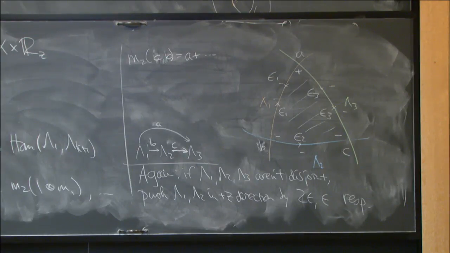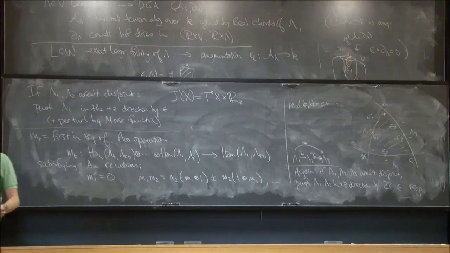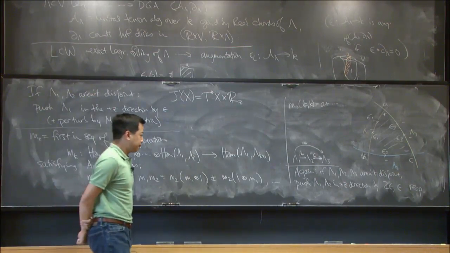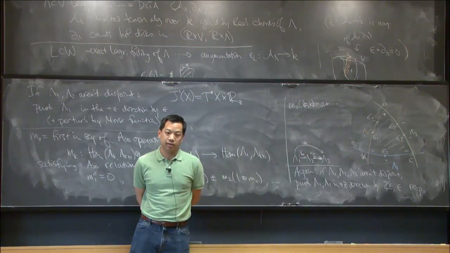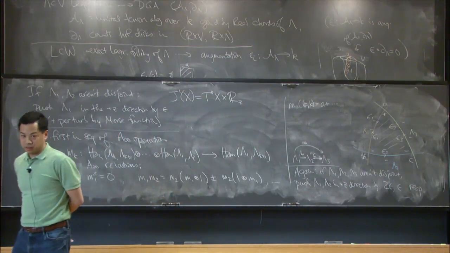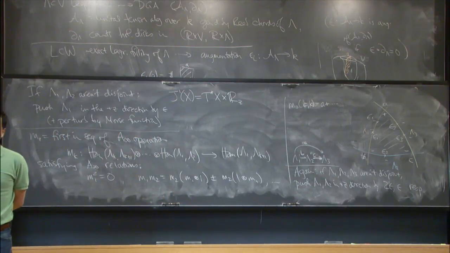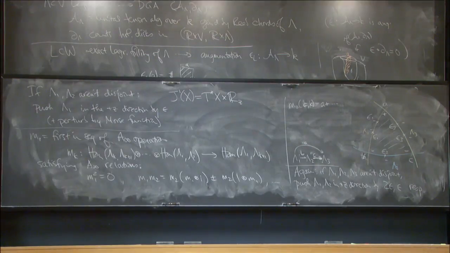I have a little question there. Suppose you have just one lambda. You push lambda to lambda epsilon by a little bit, and then maybe you need another one, lambda 2 epsilon. That's right. Now when you write this M2, it's going to go from lambda epsilon tensor lambda 2 epsilon into lambda 2 epsilon, and not lambda epsilon.